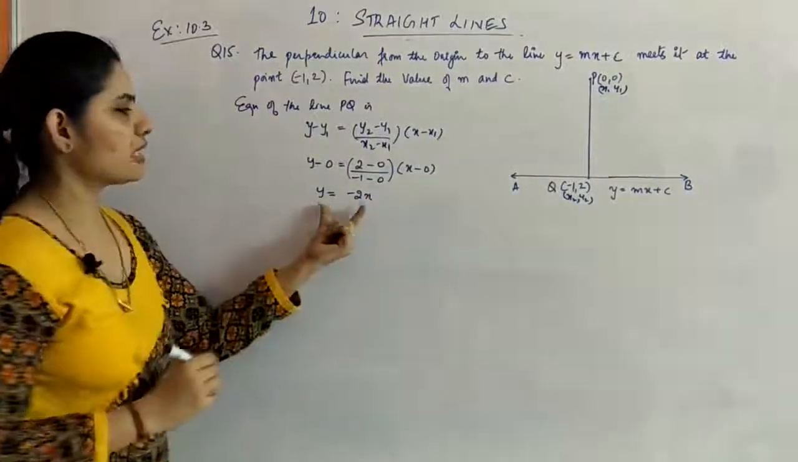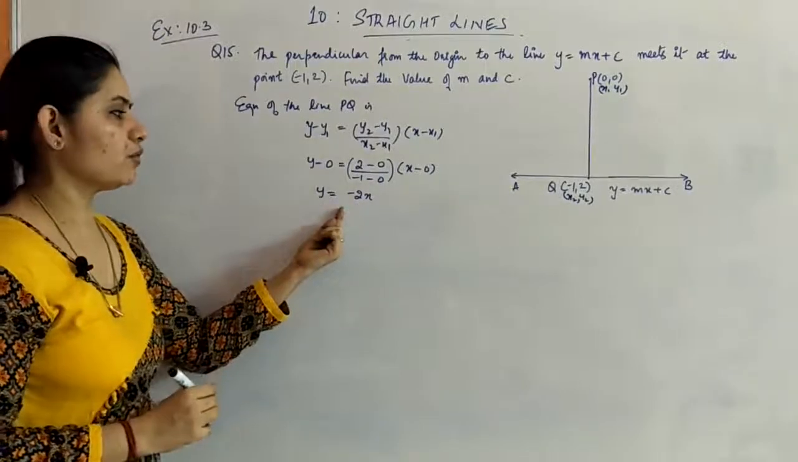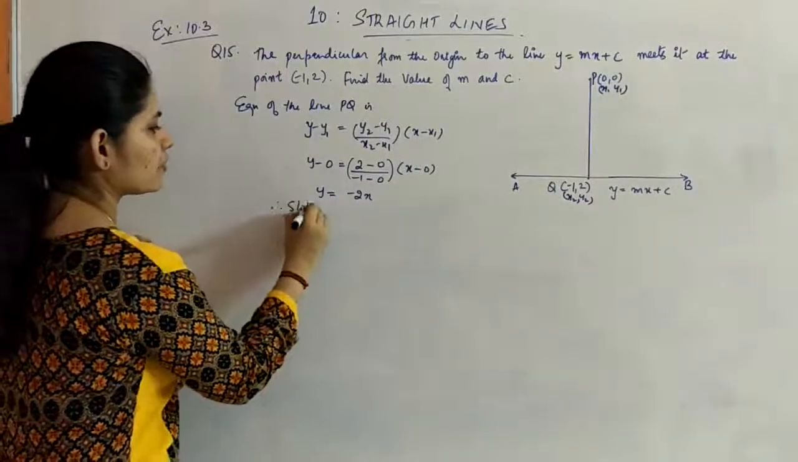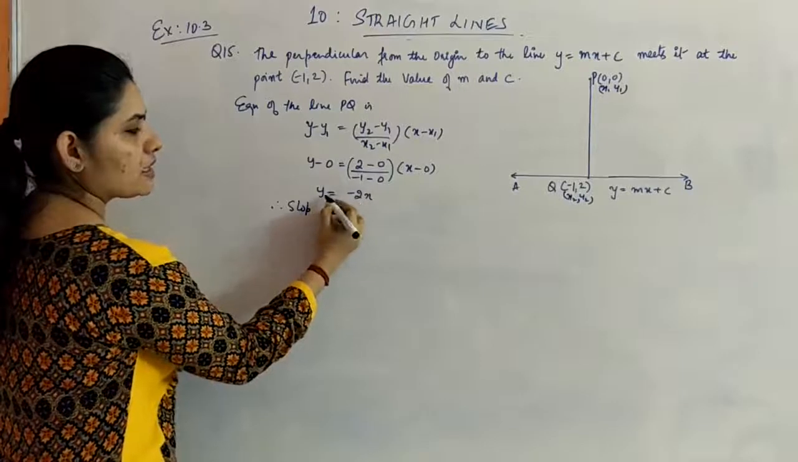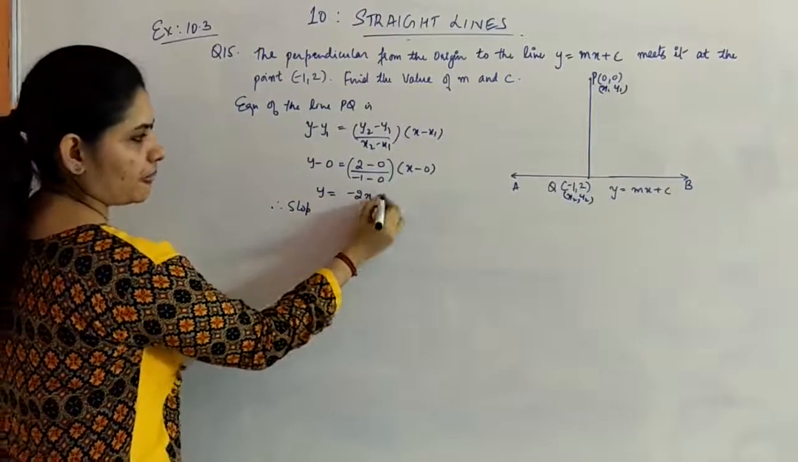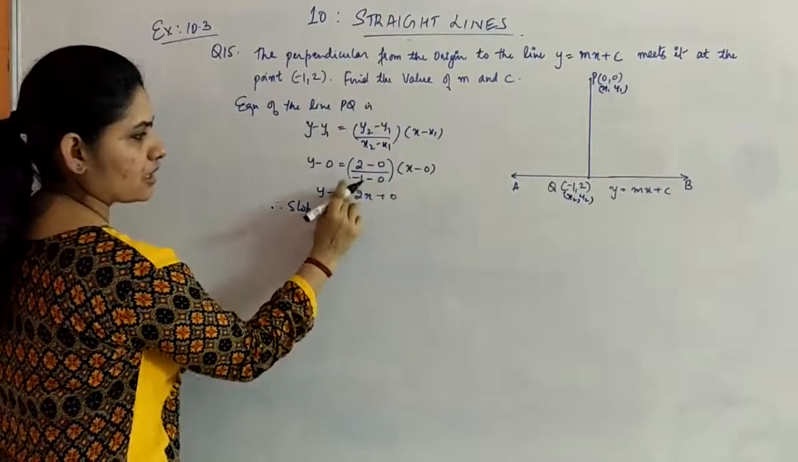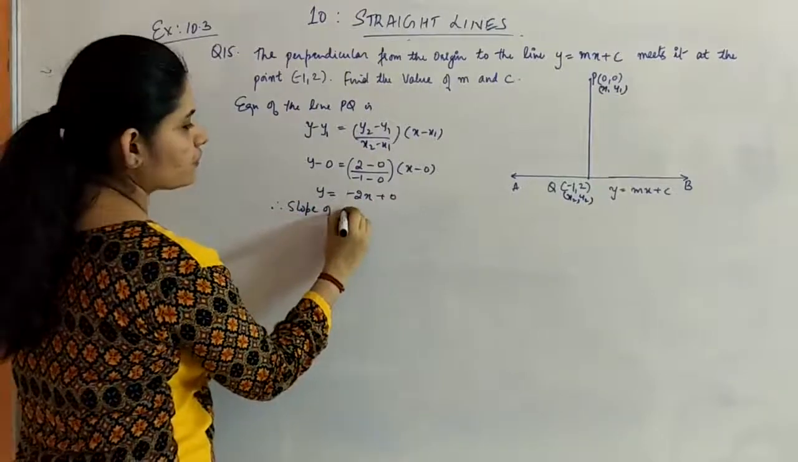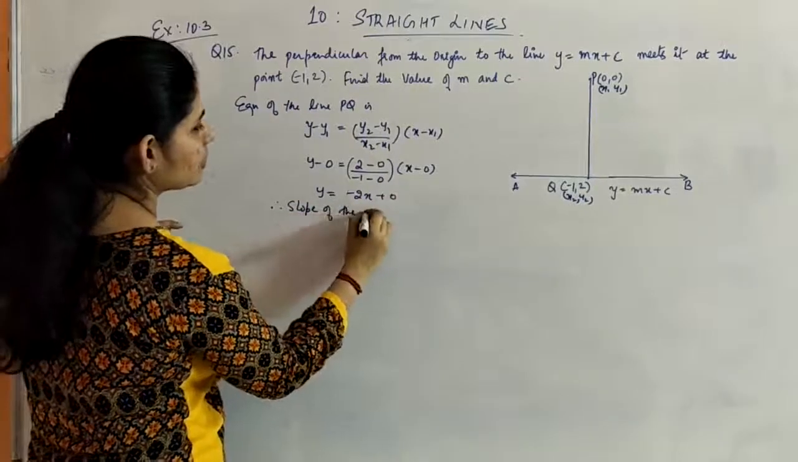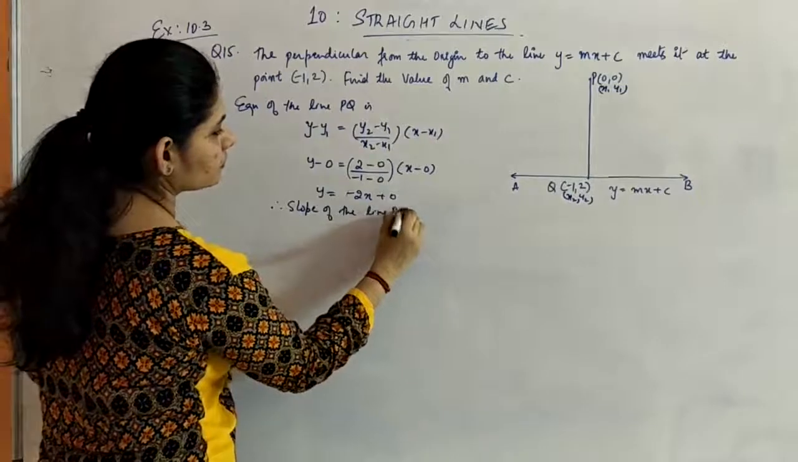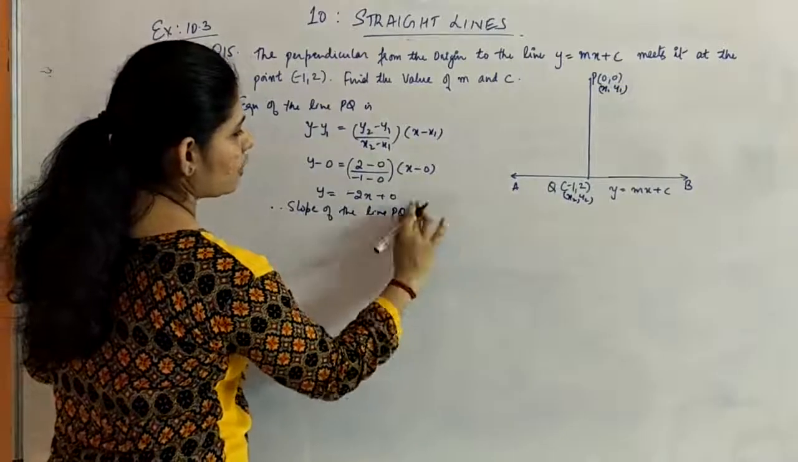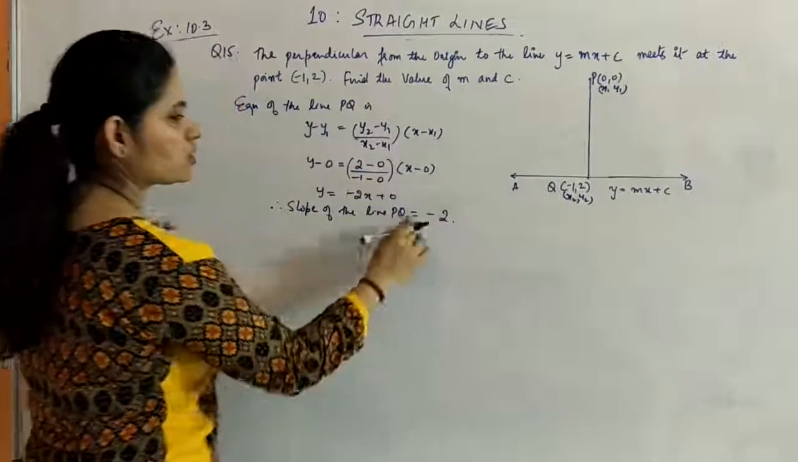Now from this we can just write the slope of this line. Therefore, what will be the slope of this line? It is in the form y equal to mx plus c, right? So minus 2 is the slope. The slope of the line PQ is, how much are you getting? Minus 2. Okay, so this is the slope.